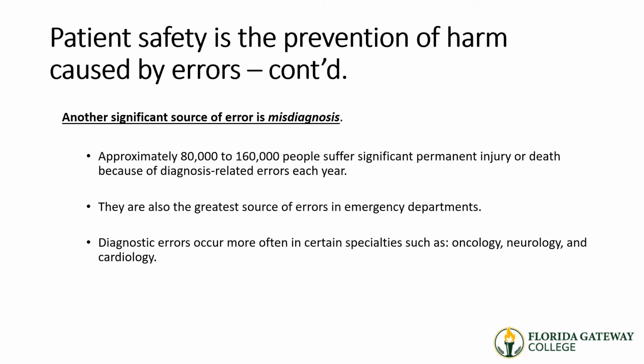And another significant source of error is misdiagnosis on the part of physicians or clinicians. Approximately 80,000 to 160,000 patients suffer significant permanent injury or death because of diagnostic-related errors every year in the U.S. This is the most common source of medical error in emergency departments, failure to properly diagnose the condition that the patient came in with. Diagnostic errors occur more often in some specialties than others, like neurology, oncology, and cardiology.